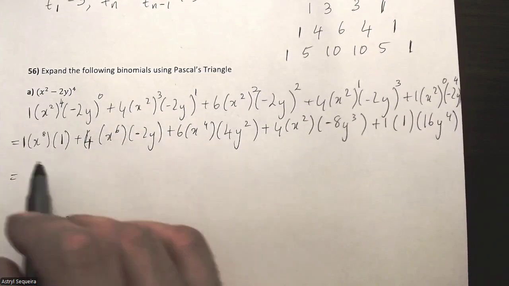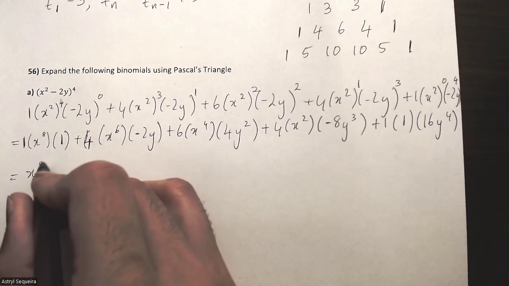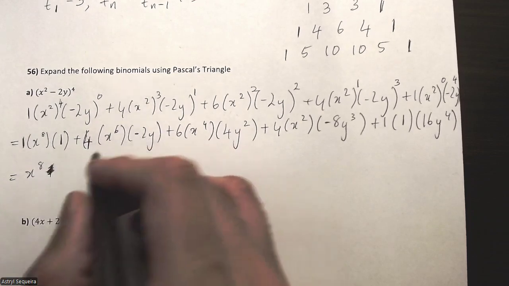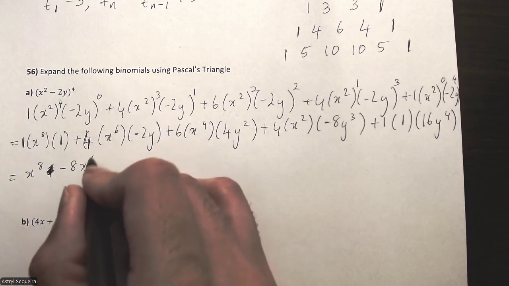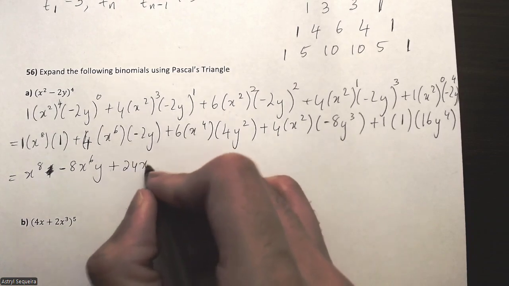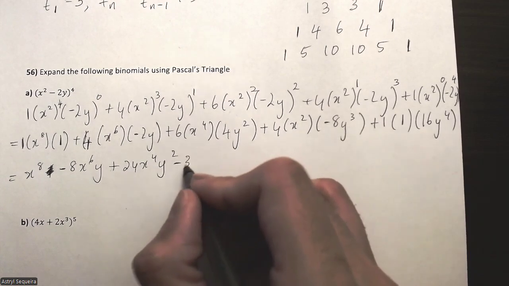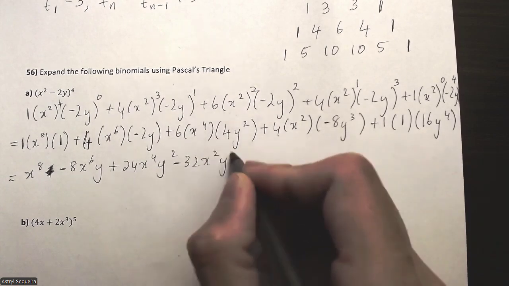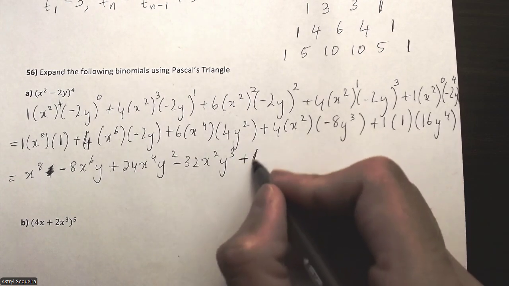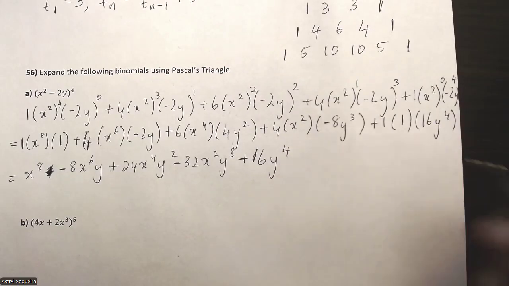Third and final step, we're just multiplying all the terms. So 1 times x^8 times 1, it's just x^8. Oops, that should be a minus. 4 times negative 2, so negative 8x^6y, plus 24x^4y squared, minus 32x squared y cubed, and then plus 16y^4.